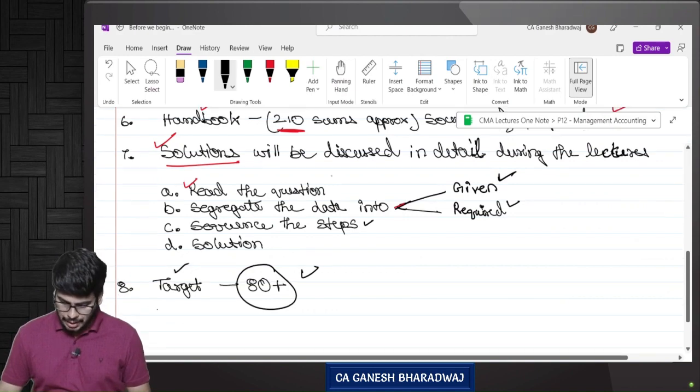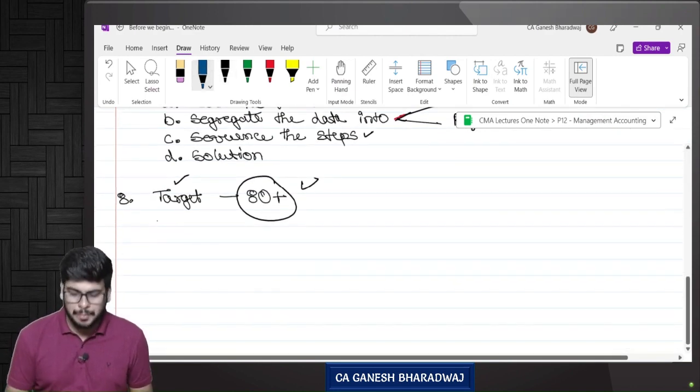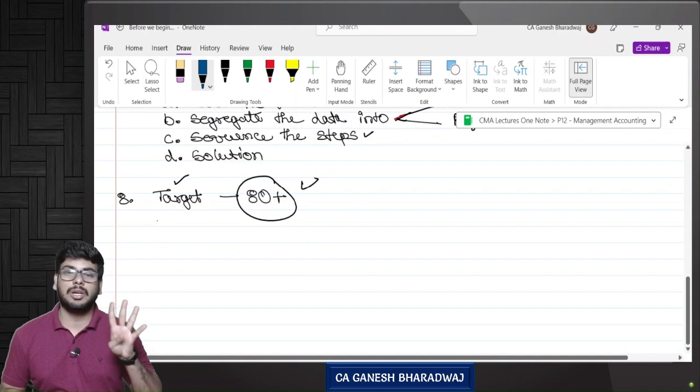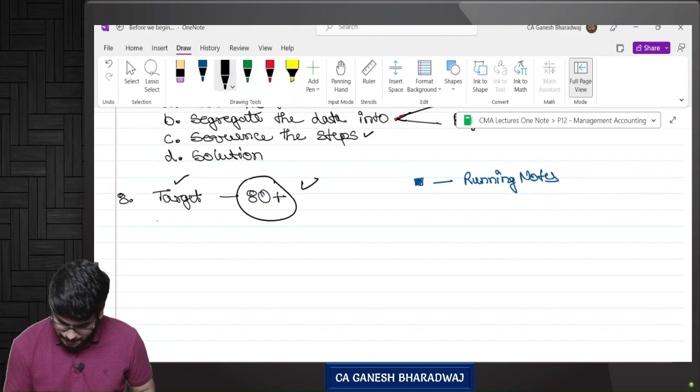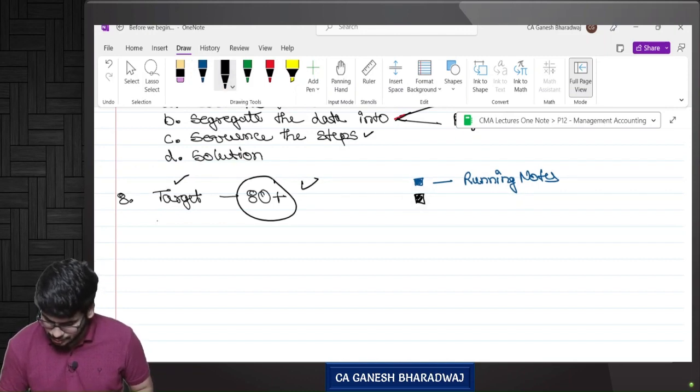And remember, it would be better if you maintain 4 color ballpoint pens. I will tell you what it is. Blue color. So this blue color is for running notes. Then black ink. This is for question and answers.